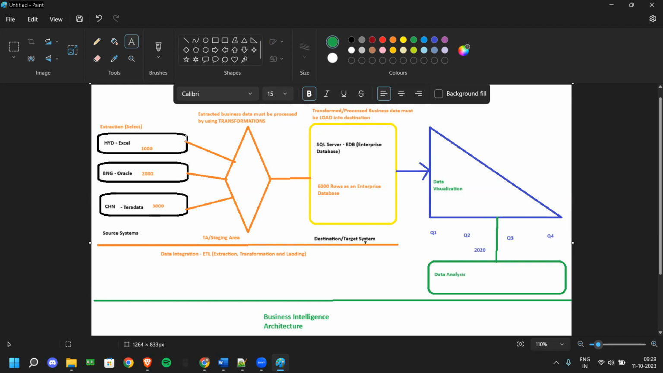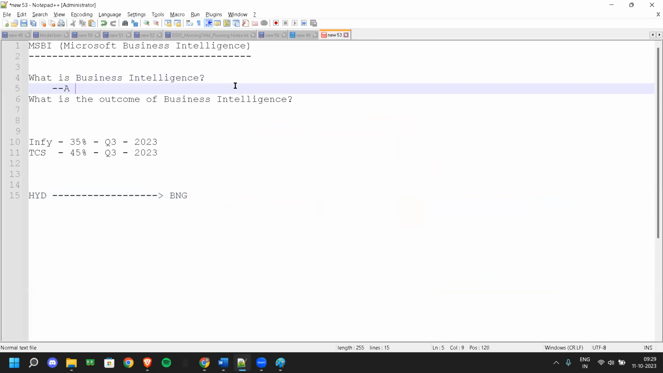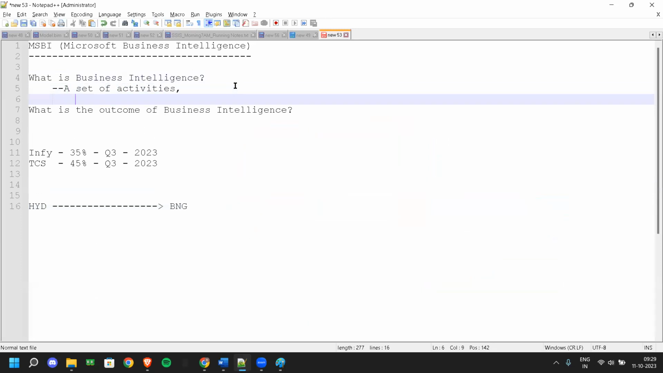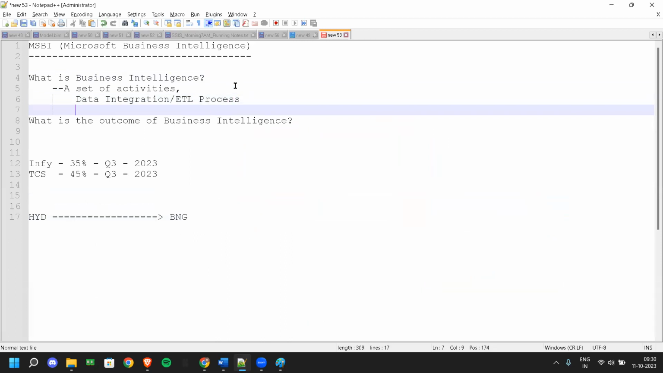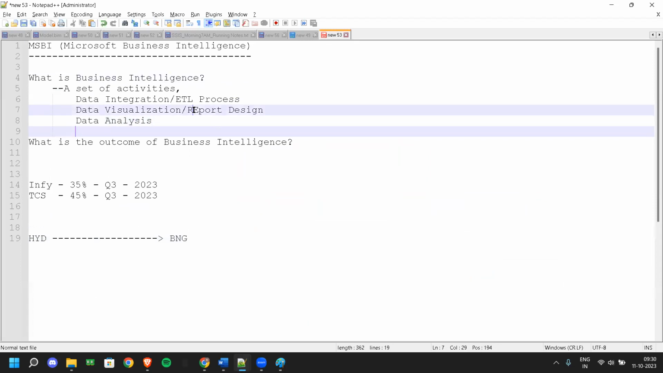So having said that, what is business intelligence? Business intelligence is a set of activities: extracting the data coming from various systems, transforming the data, loading the data. What kind of activities are involved in any BI? Data integration, or else the ETL process: extraction, transformation, and loading. And then data visualization, or else report design. And then data analysis. These are the common activities that we perform in any BI, doesn't matter whether it is MSBI or Power BI, SAS BI or Oracle BI, any BI.